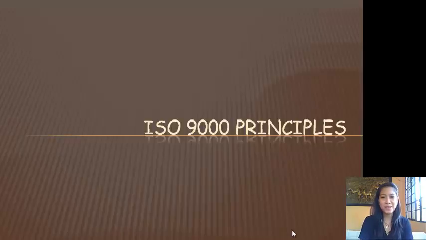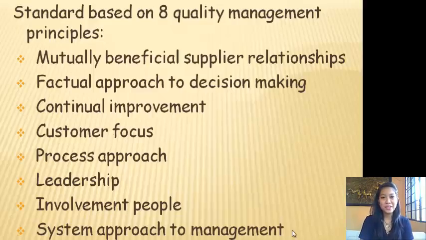ISO 9000 principles. The standard is based on 8 quality management principles: mutually beneficial supplier relationships, factual approach to decision making, continual improvement, customer focus, process approach, leadership, involvement of people, and system approach to management.